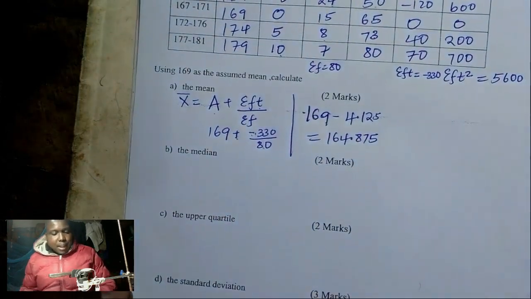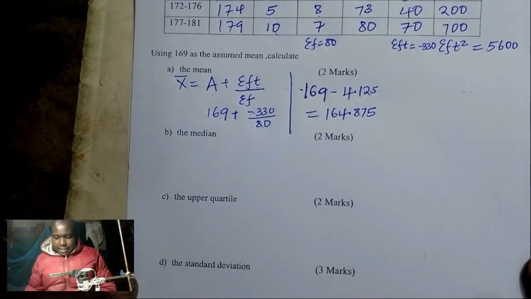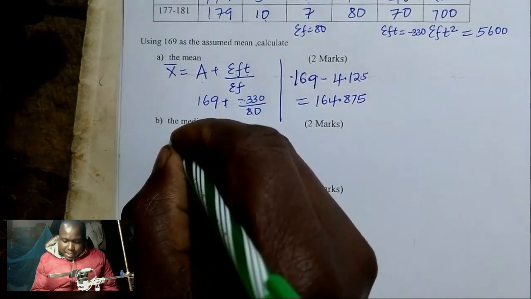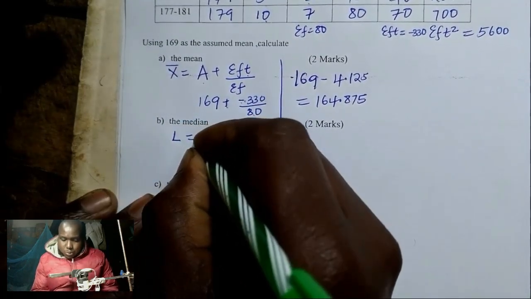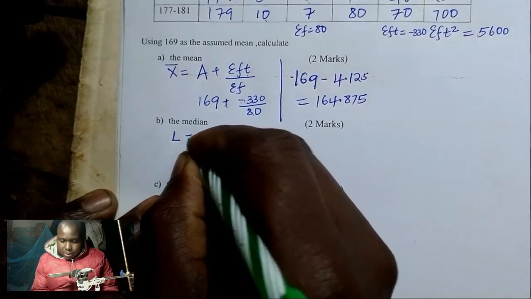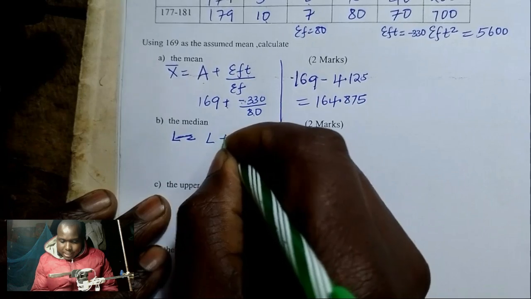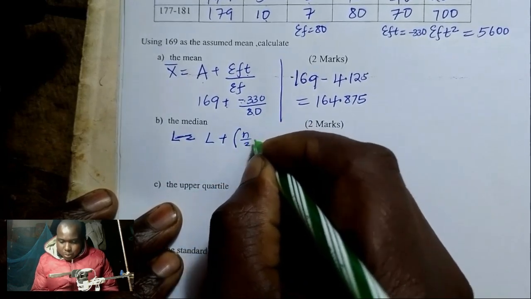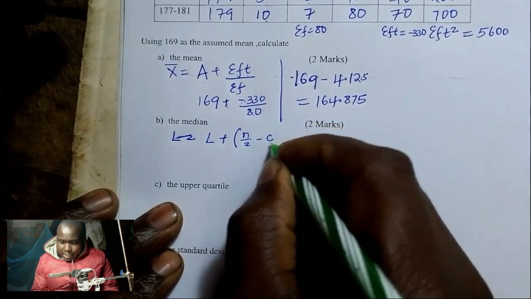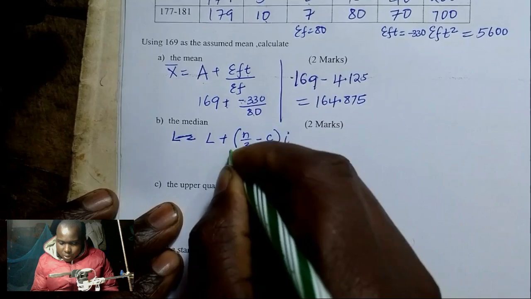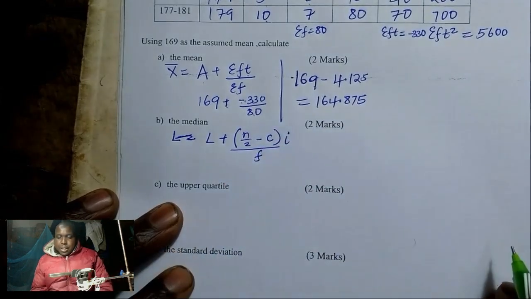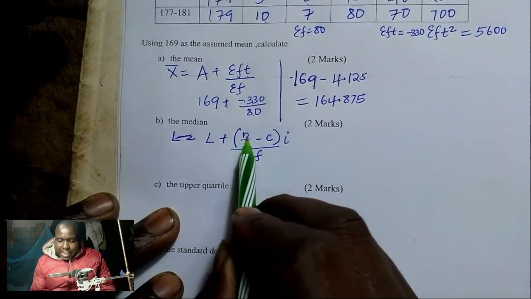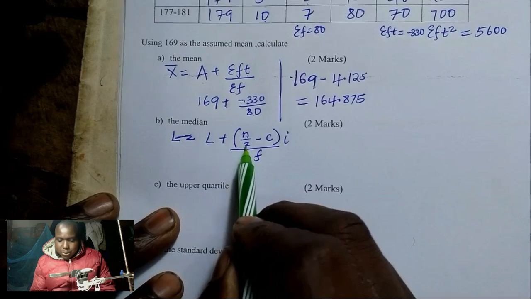Right? Very good. The median. How do you calculate the median? You know the formula: median is equal to L plus, you open bracket, N over 2 minus C, you close the bracket, times I over F. What is L? The lower limit in the median class. N is the total frequency, and you divide by 2.